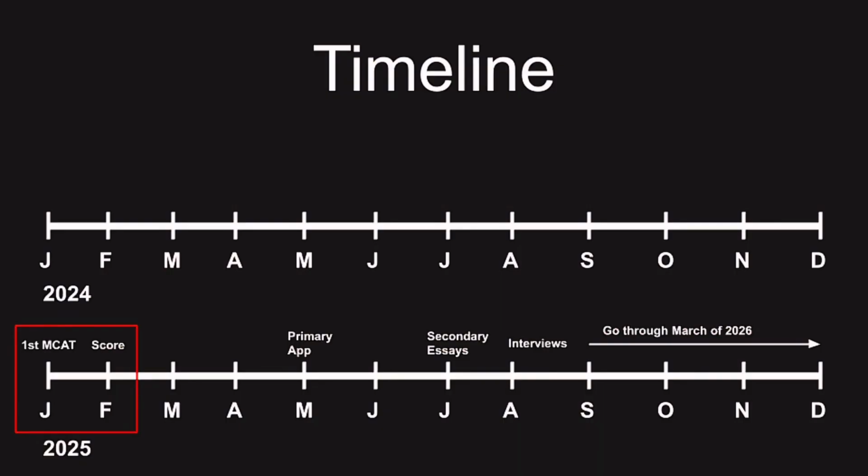So a lot of people will take it in January of 2025, and then they will get their score back a month later, and then decide if they want to retake it. They have a few months to study, retake it again, and get their score back before they apply in May. That's what a lot of people do.